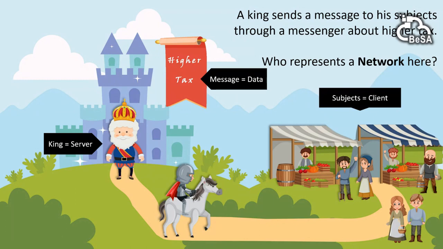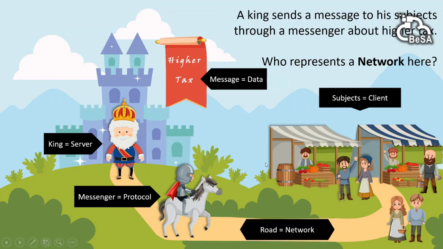Whatever I want to share with someone, that data is my message itself, and the messenger here is the protocol who is carrying that data from a server to the destination, or to my subject or client, which could be TCP/IP or something else. So yes, they have different aspects of working. I agree on that. This road is what represents a network here. The path on which your protocol would travel, on which your data would flow, by which your server and client would communicate, that is your network.